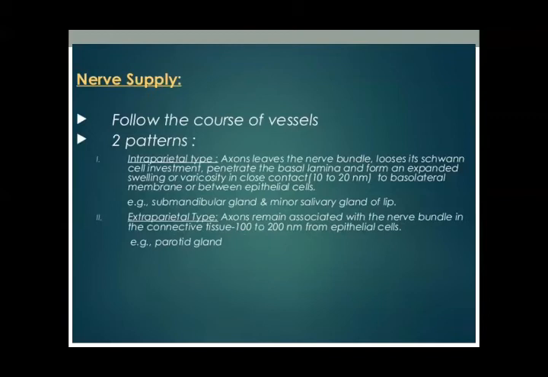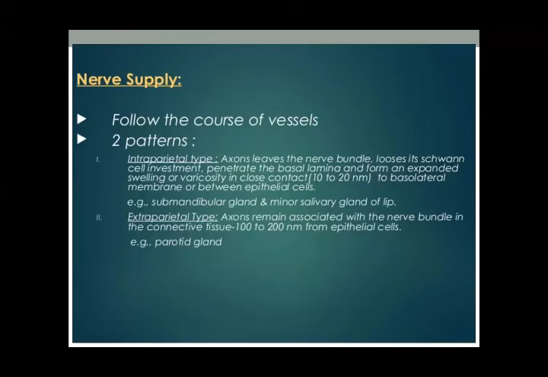Nerve fibers follow the course of vessels, with two patterns: intraparenchymal type and extraparenchymal type. In the intraparenchymal type, axons leave the nerve bundle, lose their Schwann cell investment, penetrate the basal lamina and form an expanded swelling in close contact, 10 to 20 nanometers, to the basolateral membrane between epithelial cells. For example, the submandibular gland and the minor salivary glands of the lip.